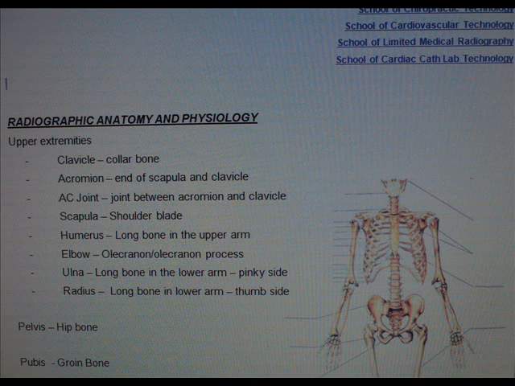When you think about taking vital signs, we always tell you that your pulse is taken on the thumb side. That's your radial pulse. The pinky side is your ulna. That's the ulnar pulse. Well, let's back up. Ulna is the long bone on pinky side. Radius is the long bone thumb side. Your pelvis is your hip bone. Pubis is the groin bone.